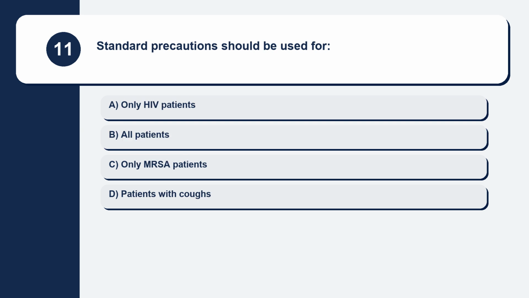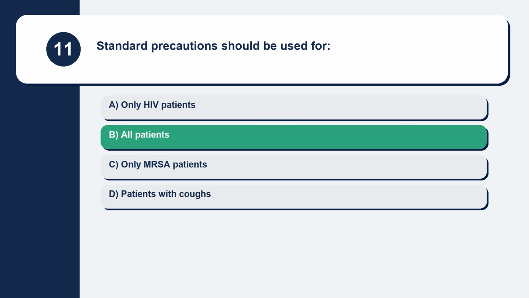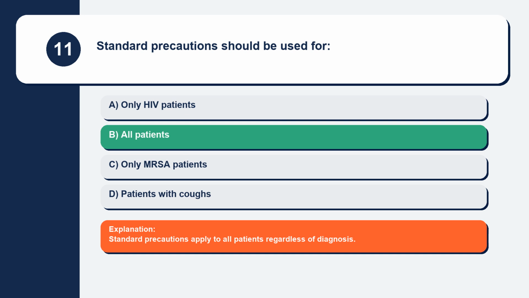Question 11. Standard precautions should be used for only HIV patients, all patients, only MRSA patients, patients with coughs. Answer: all patients. Standard precautions apply to all patients regardless of diagnosis.